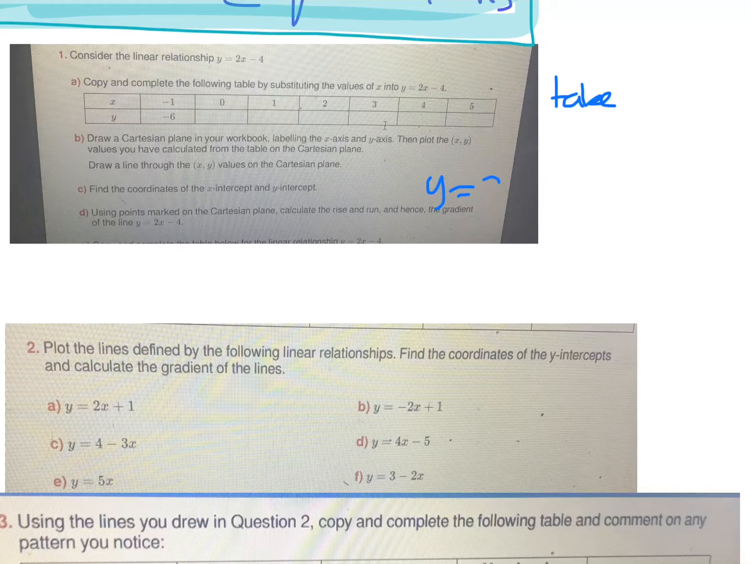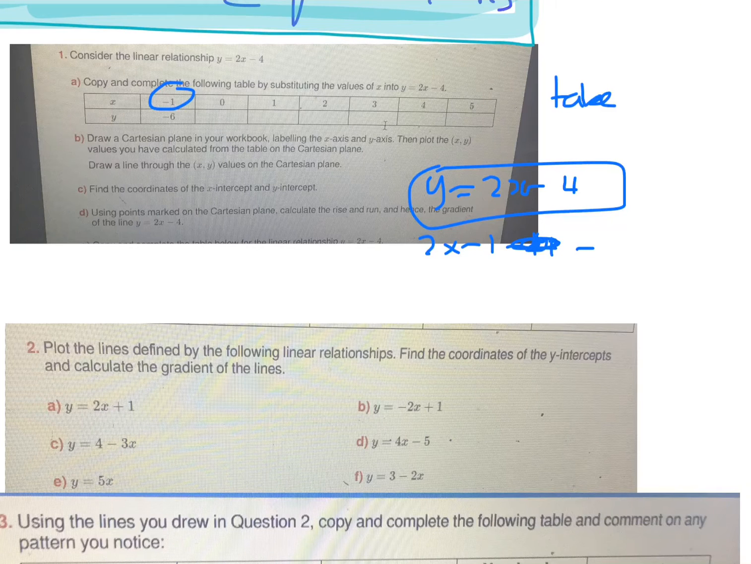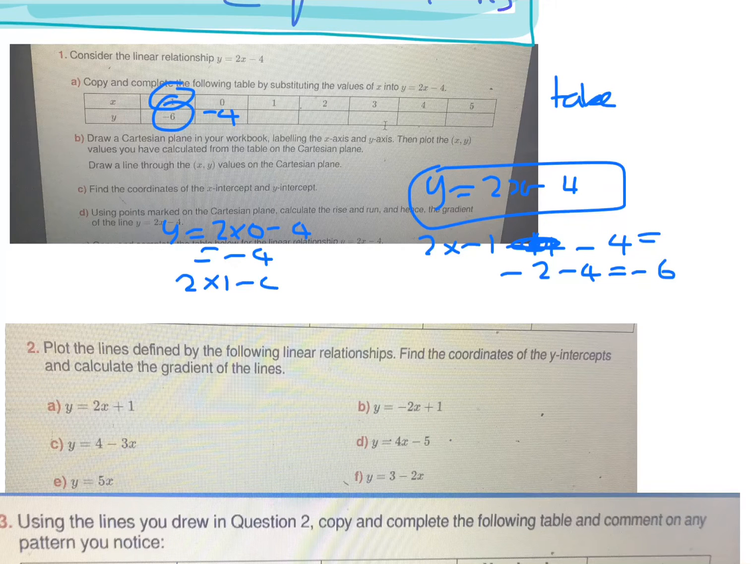So if you've got y equals 2x minus 4, then you put in minus 1, and you go 2 times minus 1 minus 4, which gives you minus 2 minus 4, which is minus 6. That's where that minus 6 comes from. If you put 0 in there, you go 2 times 0 minus 4, which is minus 4. 2 times 1 minus 4, so you do the 1, which is minus 2.